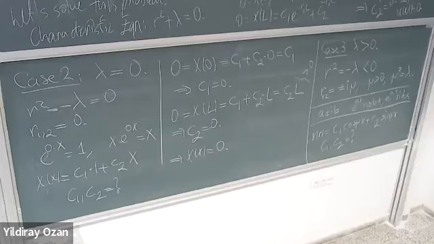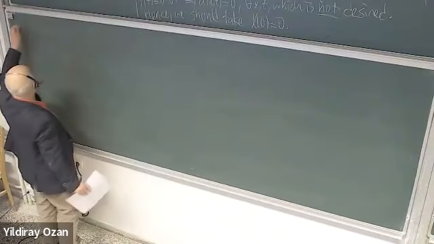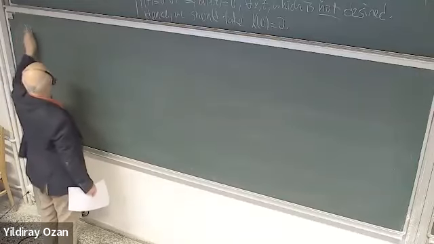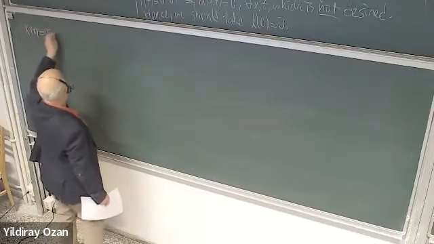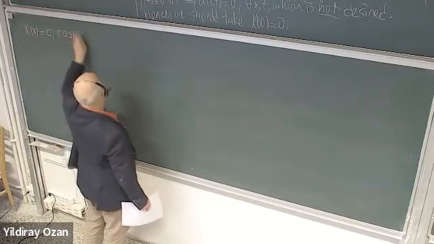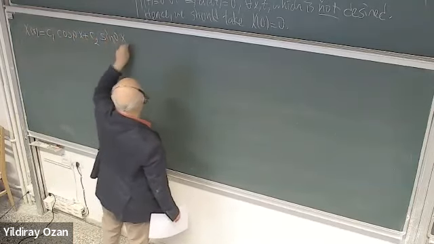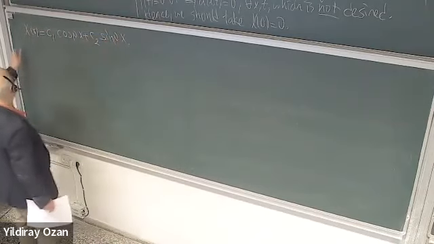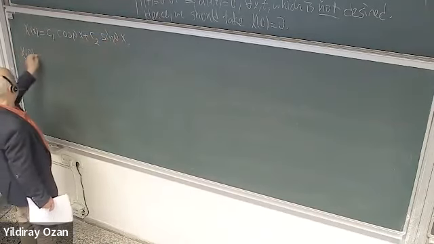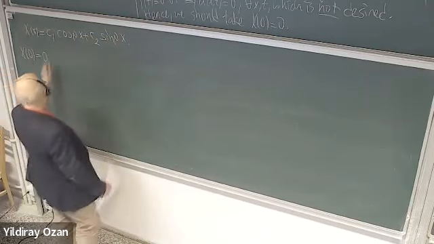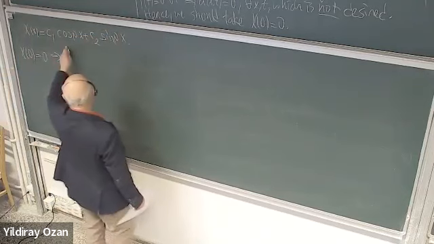Okay, let me rewrite what we have over there. So we have X of x equals C1 times cosine mu x plus C2 times sine mu x. And the boundary conditions are X of 0 is equal to 0, and X of L is 0. X of 0 is 0 gives us what?